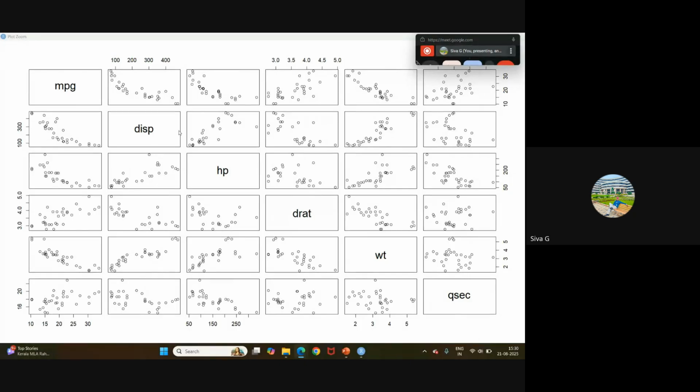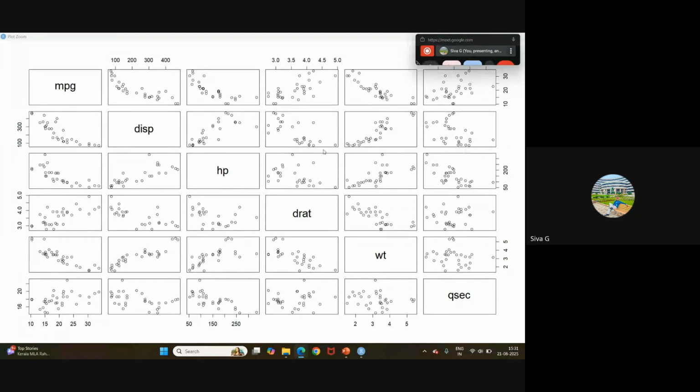Now coming to displacement and horsepower, some positive, and displacement and DRAT negative, displacement and weight positive, and see this, displacement and QSEC mostly no correlation or a very weak negative correlation you will get. See, the data points are below down but scattered very far. So this may not be a considerable correlation, it does not require identification.